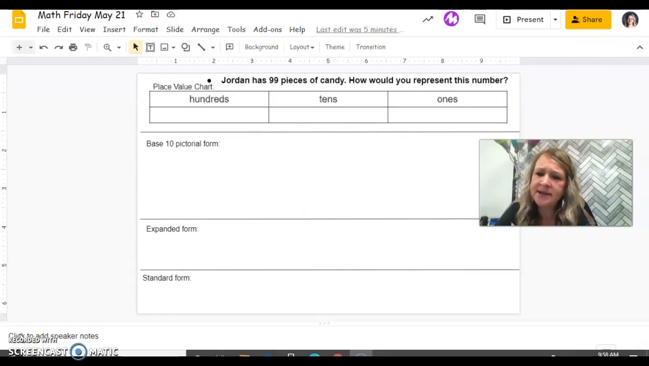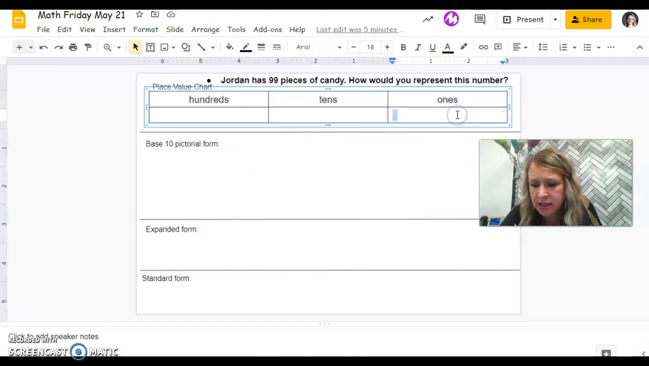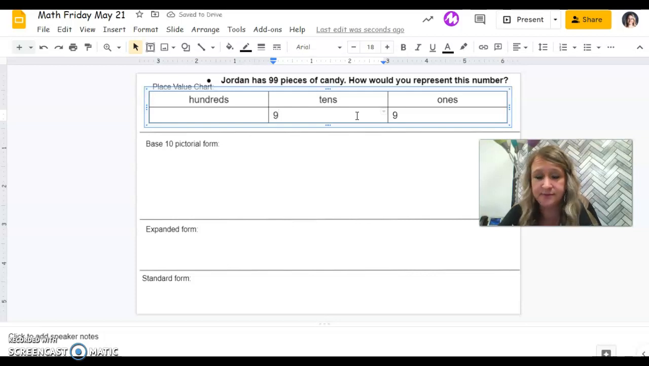So Jordan had 99 pieces of candy. How would you represent this number? Well, we know that the number on the right is ones. The number on the right is a 9. So we're going to put 9 in the ones place. And the tens, that's also a 9. So we have 9 tens and 9 ones.